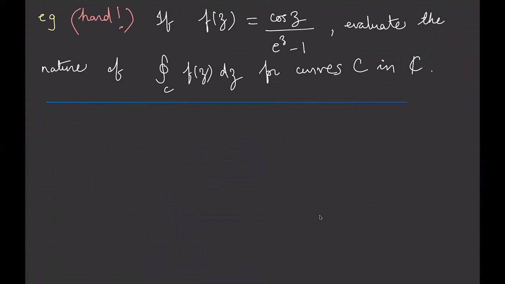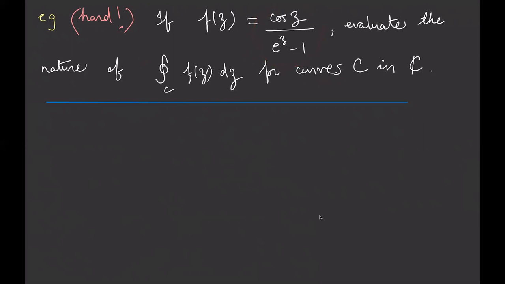I would consider this an optional type of question, but it's interesting to look at this and try to see whether we can understand the complexity of complex numbers. So here I'm looking at a function which is cosine z over e to the z minus 1, and I'm just phrasing this quite loosely. I want to investigate the nature of these contour integrals for curves in C, in general curves in C. So what's going to happen?